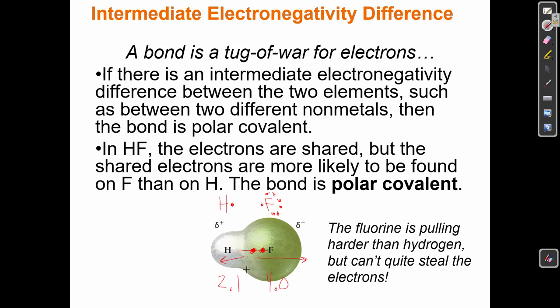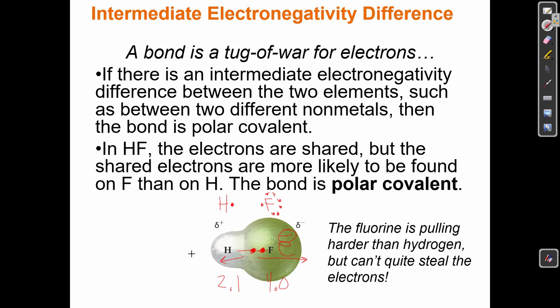You can see that this sphere is still overlapping this sphere. But look, this sphere is huge compared to this one. So that means the electrons like to hang out over here. The electrons don't really like to hang out over here, even though they're stuck together. So what does that mean?